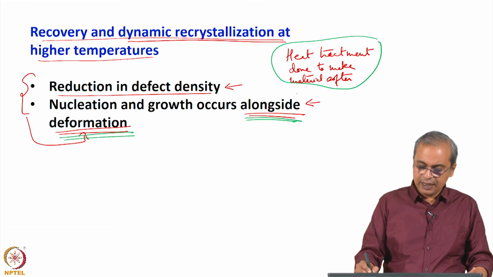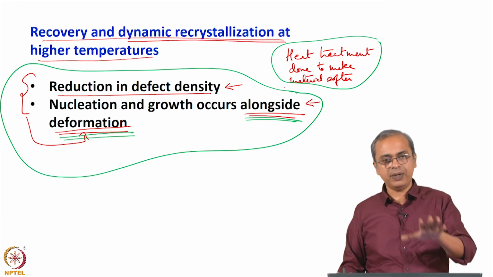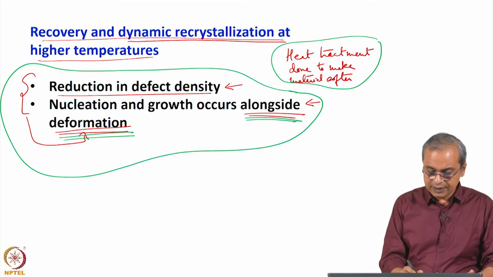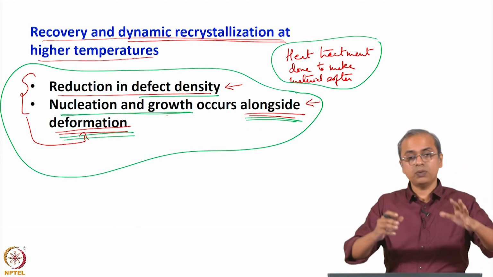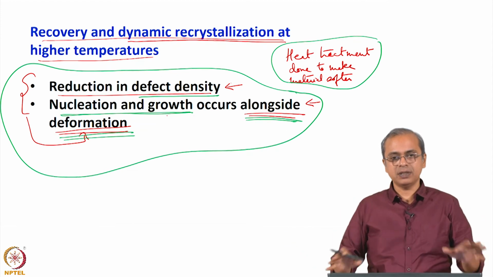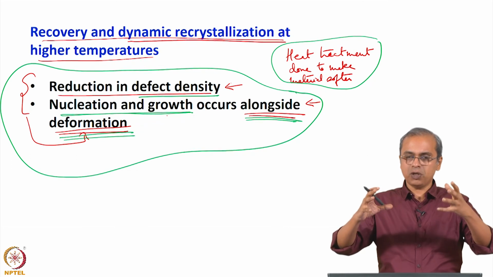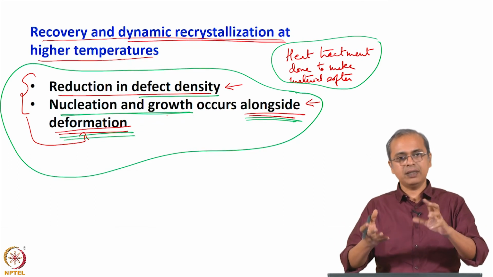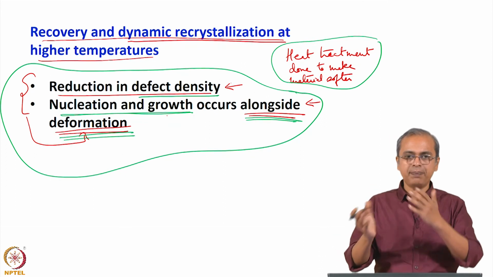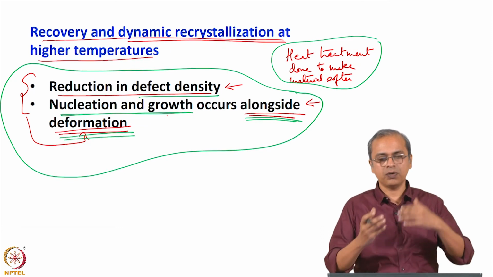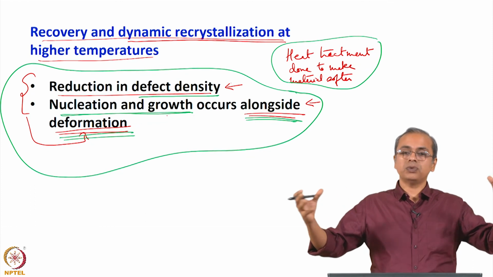Whereas this is a situation where you are doing the deformation at some temperature, where this reduction in defect density as well as nucleation and growth of new crystals seems to be happening along with the deformation process at the same time. You are deforming it, it is becoming stronger, then its defect density is decreasing, recrystallization is happening, it is becoming weaker, you deform more, it becomes stronger. So, these two are happening side by side, working with each other, at the same time countering the effects of each other, and so the material continues to deform.